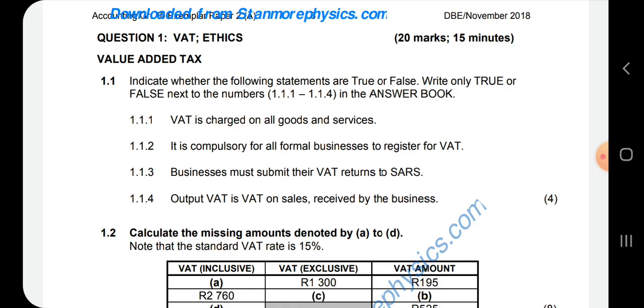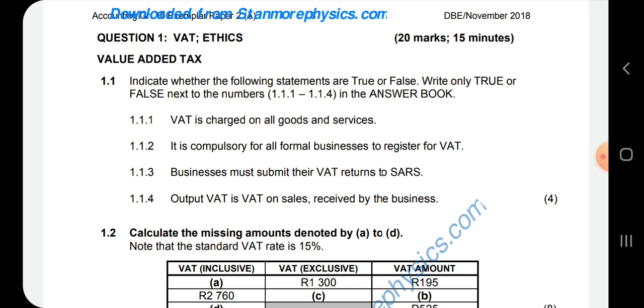1.1.2 says it is compulsory for all formal businesses to register for VAT. False. Some companies do not even provide VAT-charged goods or services, so they don't have to register for VAT. And then 1.1.2 is false as well.